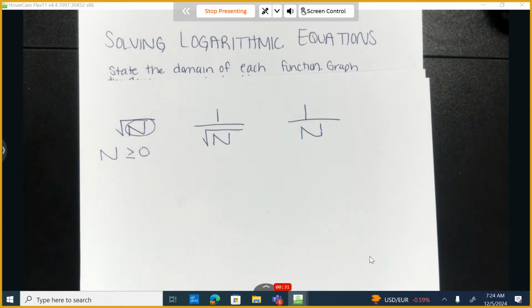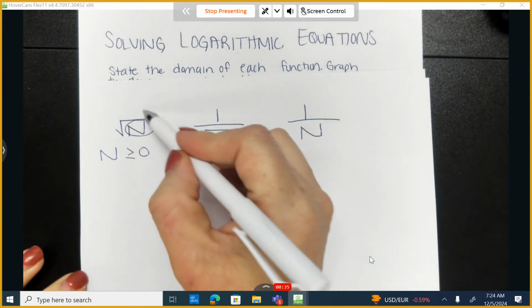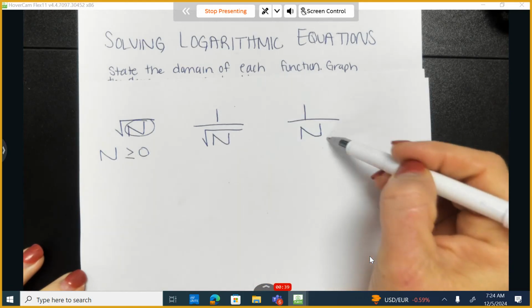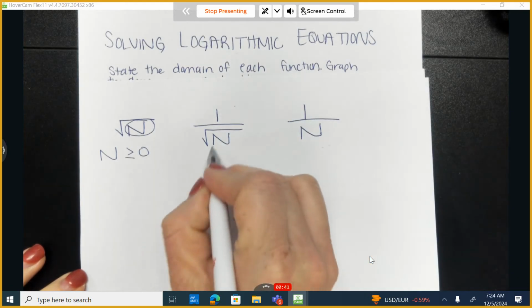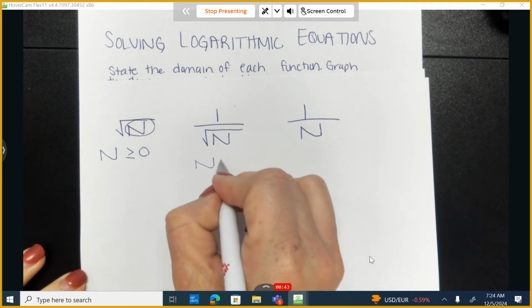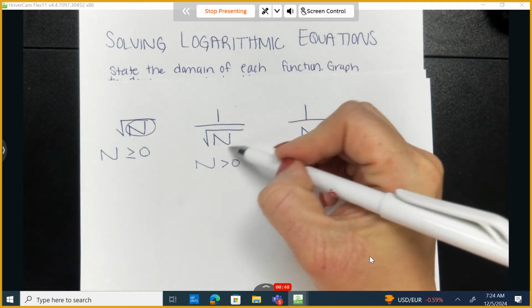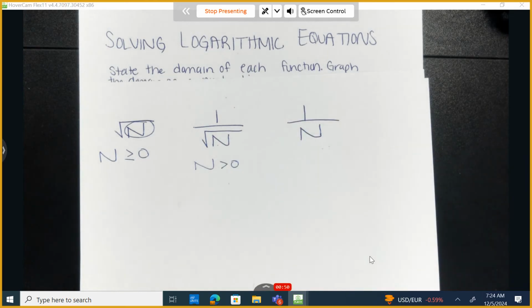So you can take the square root of 0. The square root of 0 is 0. It's possible. But when we take the square root and we put it into the denominator, remember that the denominator can never be equal to 0. So now N has to simply be greater than 0. It can't be equal to 0. We cannot have the value of 0 in the denominator.